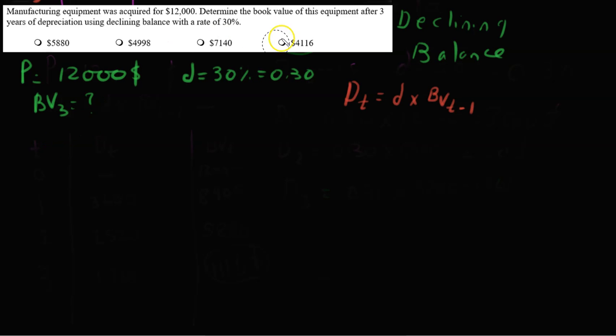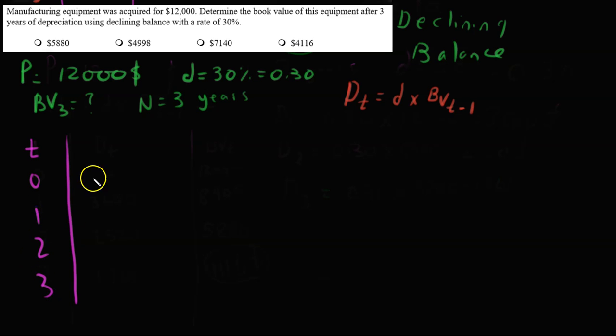So it's asking for after 3 years. So you know that our n is equal to 3 in this case. n equals 3 years. So we're going to go all the way up to 3. So let's set up a table over here where t is our first column. So it's what year we're at. So let's go all the way to 3. Then the depreciation, which is the amount of depreciation at a specific time t, and the book value. That's time t.